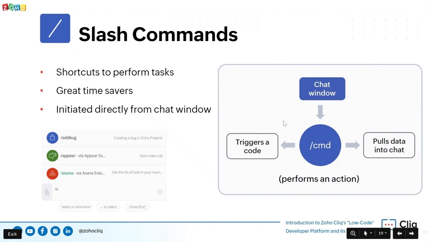Next up is the slash command. Slash commands are great time-saving shortcuts used to perform tasks. You can initiate them directly from the chat window by just typing in / and entering the command name. For example, you can create a / command to perform your everyday task right from the chat window at the press of a few buttons.